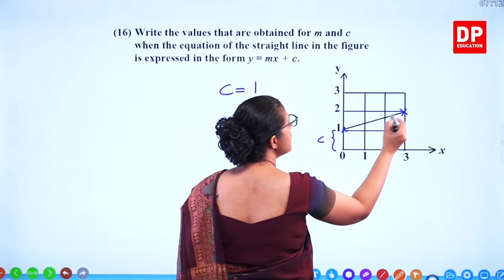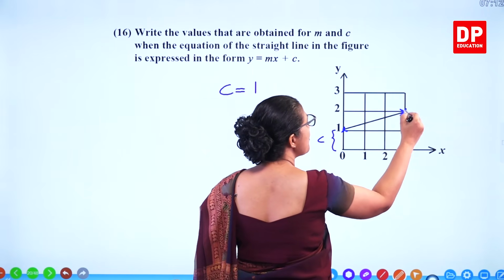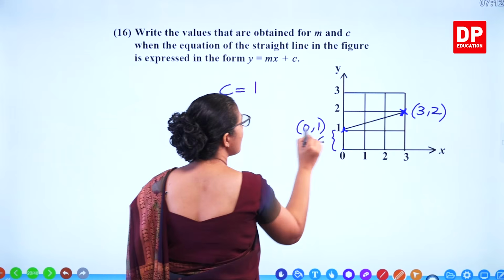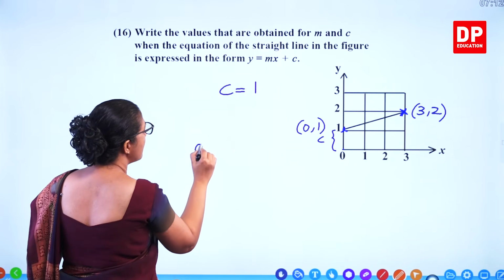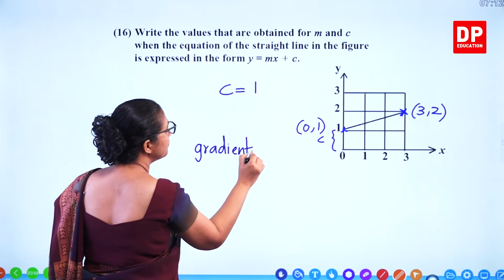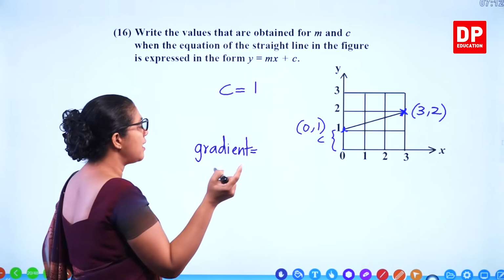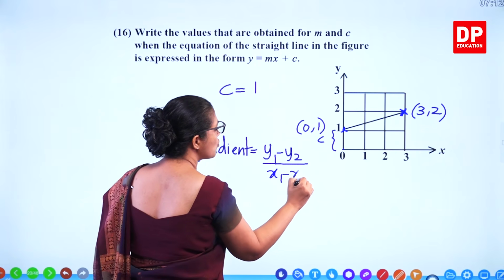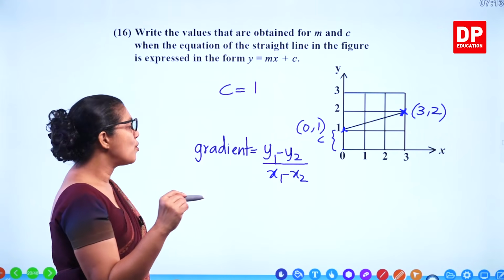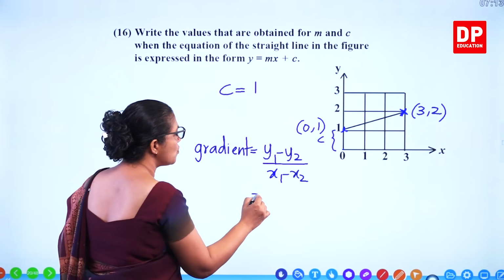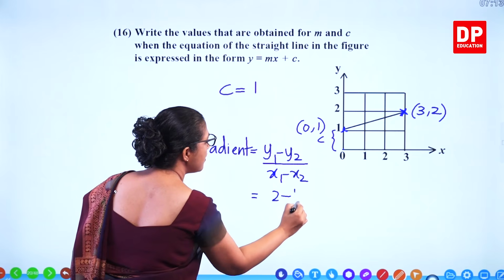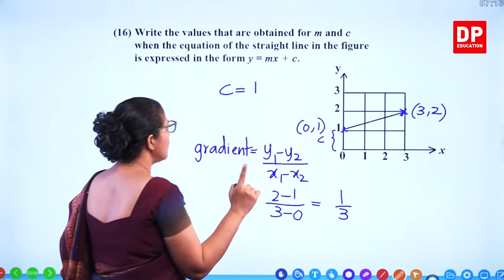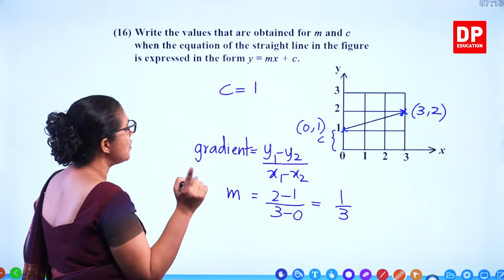You can read two points and use the formula. So what is this point? 3 with 2. What about this point? 0 with 1. Now you use the gradient formula. Gradient is equal to the difference between y coordinates over the difference between x coordinates. So you can use either y1 minus y2 over x1 minus x2 or the other way around, y2 minus y1 over x2 minus x1. So what's the difference between y coordinates? 2 minus 1 over 3 minus 0. You get 1 over 3. So the gradient m is 1/3, c equals 1.